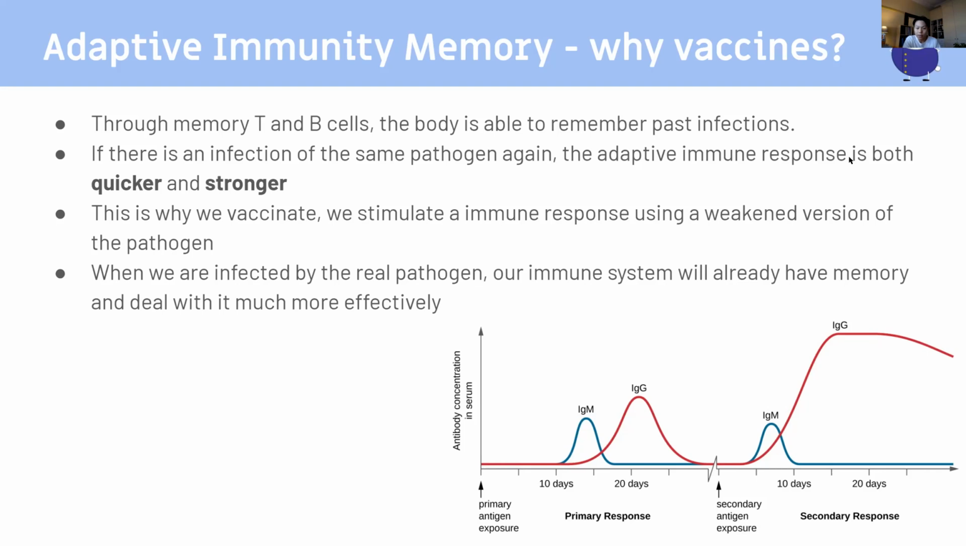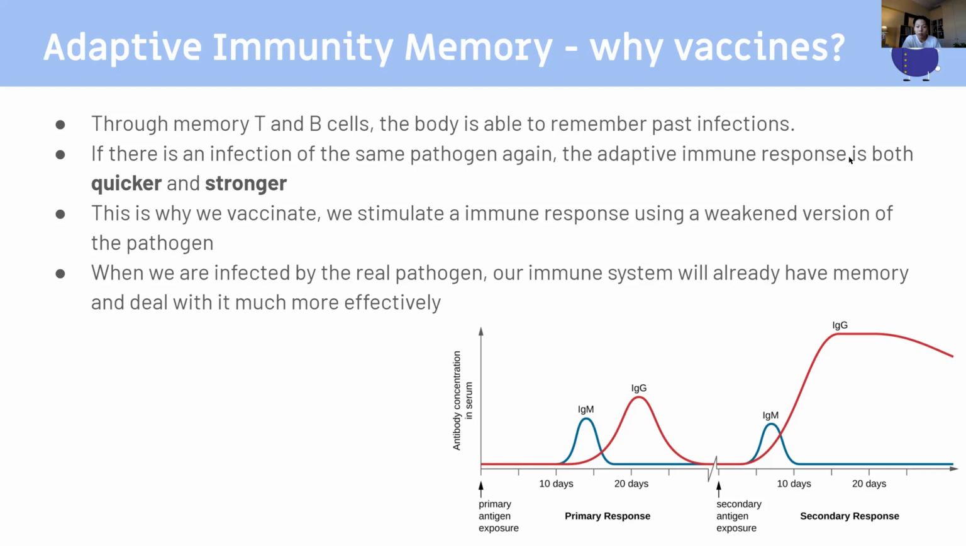So previously, our antibodies didn't start rising until the 10-day mark. Now they're rising at around the 4 or 5 day mark. And not only that, if you look at IgG, it spikes up significantly as well, to levels multiple times that of your primary exposure. So this is basically why we vaccinate.